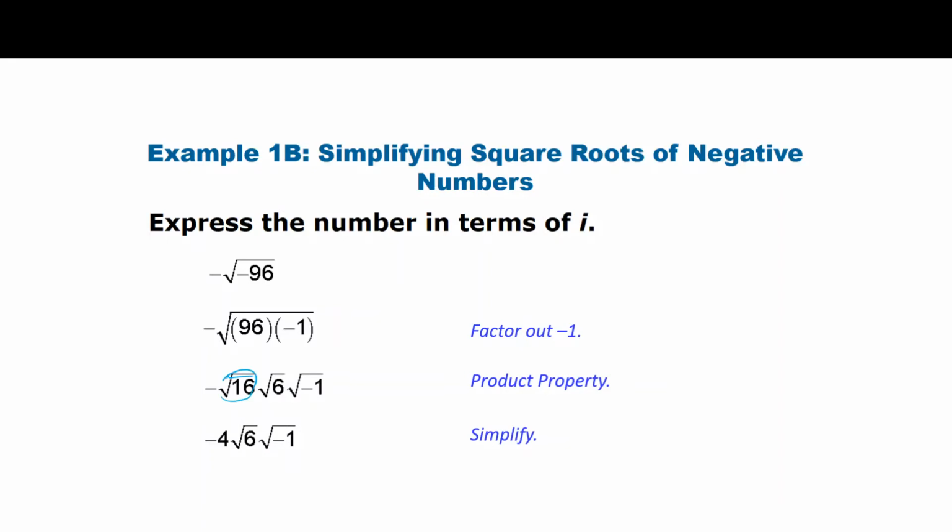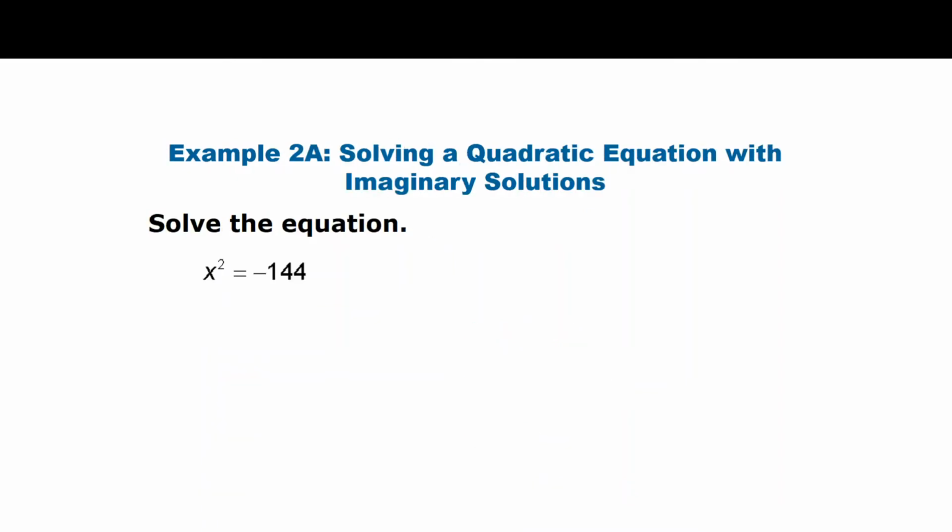The square root of 16 is 4. We can't break our square root of 6 down anymore. And we're going to change this -1 now to an i. So there we go, it's going to be 4i times the square root of 6. I think that's pretty easy for you, so let's just keep on moving.